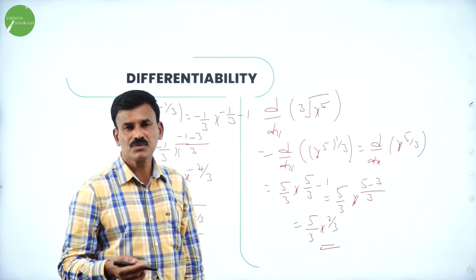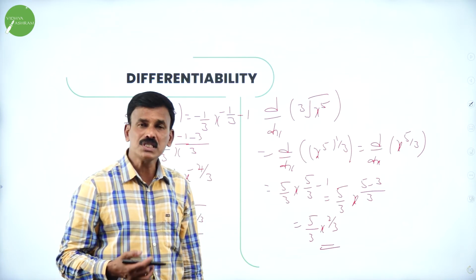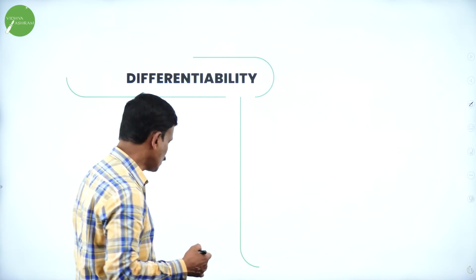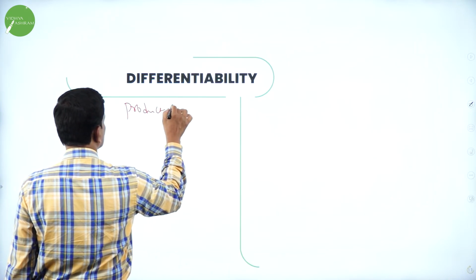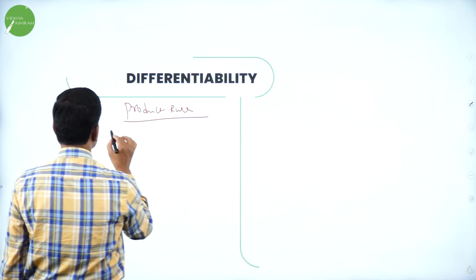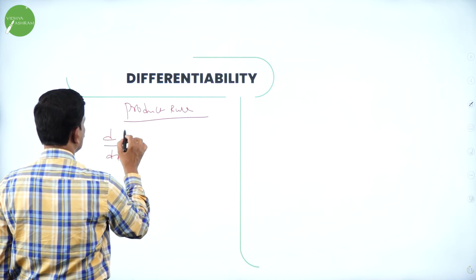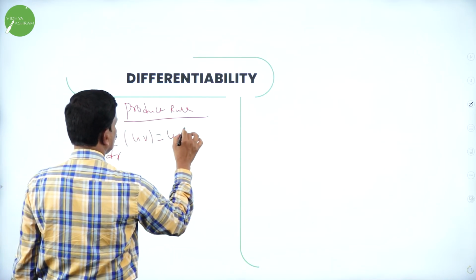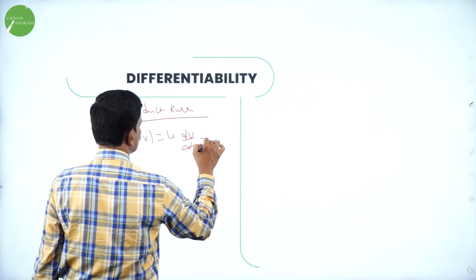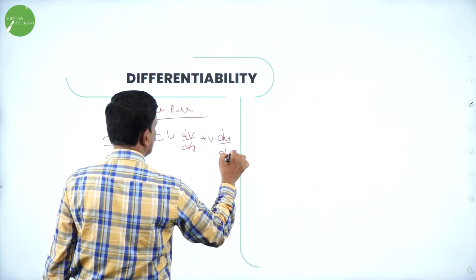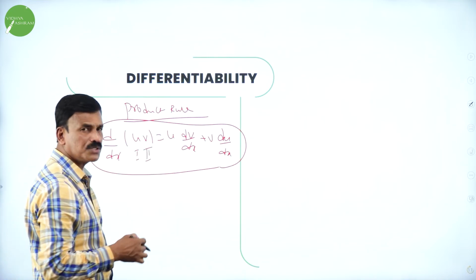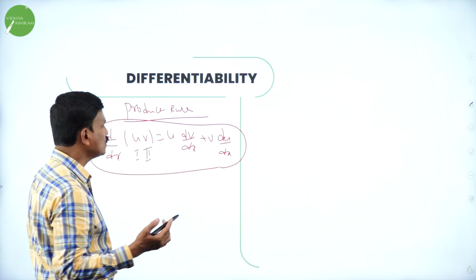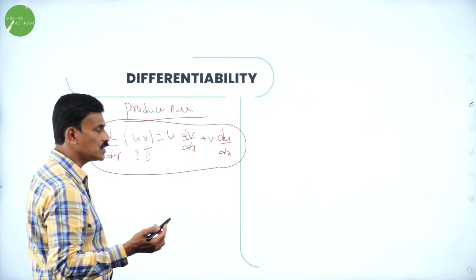Few examples for this. Now, you might have studied one more formula in your previous class, that is called the product rule. Now, what is the product rule and quotient rule? The product rule is d by dx of u into v, that is u into dv by dx plus v into du by dx, that is first function into second function. First function into differentiation of second function plus second function into differentiation of first function.